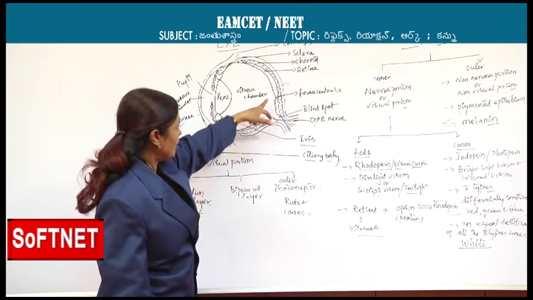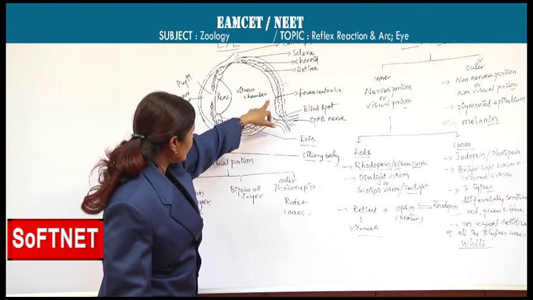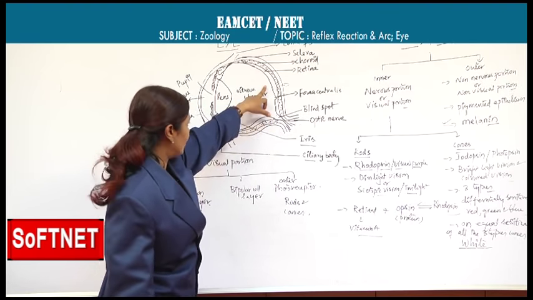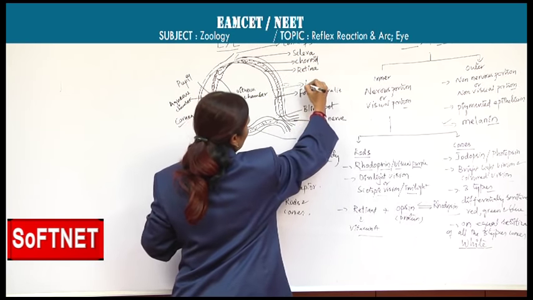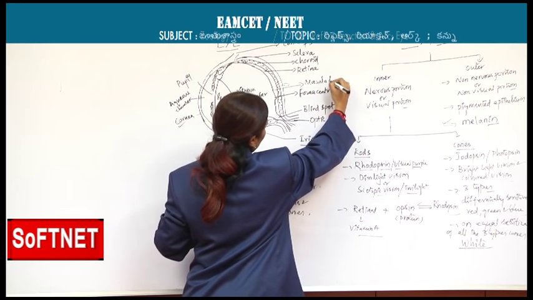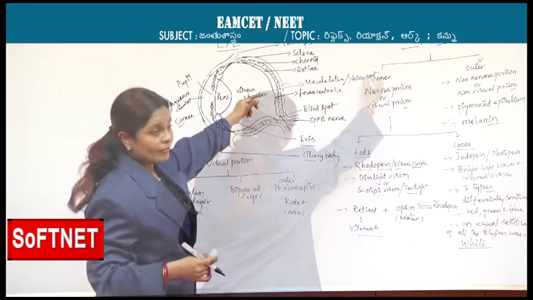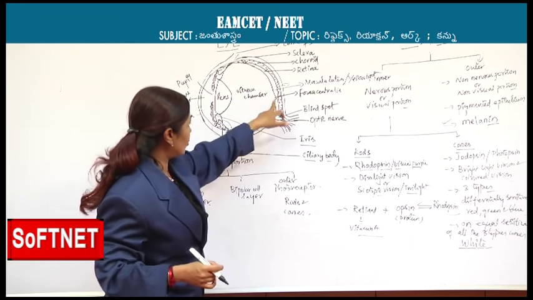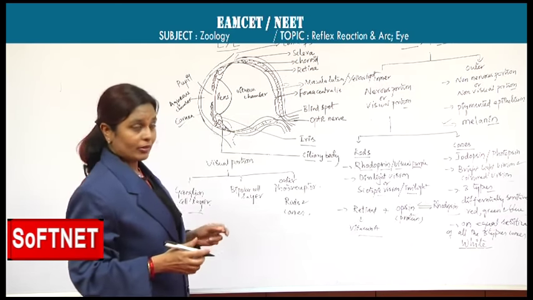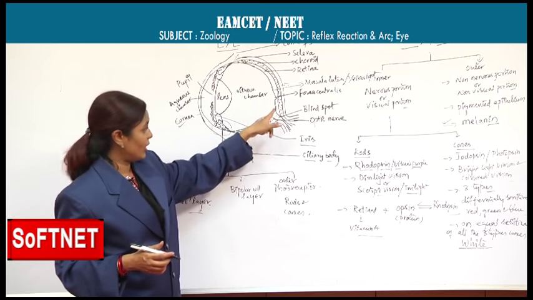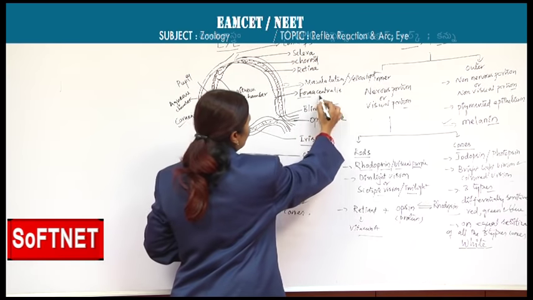About the retina once again. When you look at this retina, towards the posterior part of the central region of the retina, you find a region called macula lutea, otherwise called yellow spot. Now, at the center of this yellow spot, you find one shallow depression called fovea centralis.